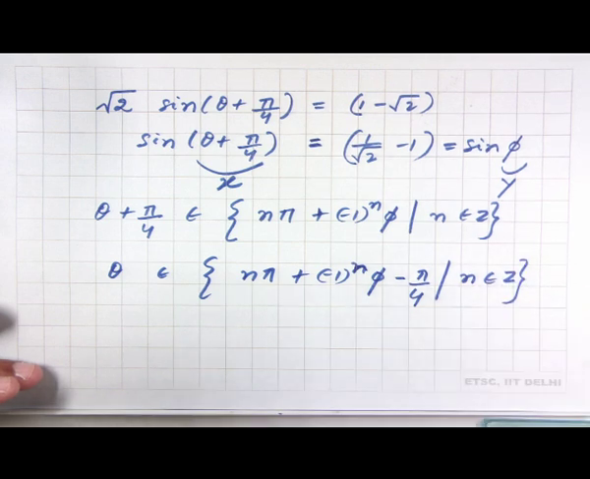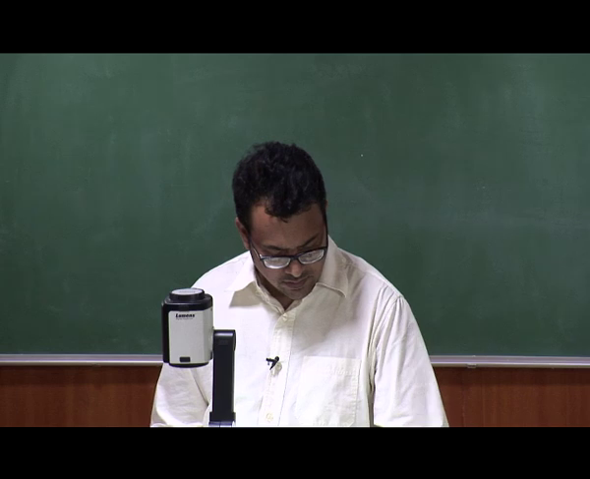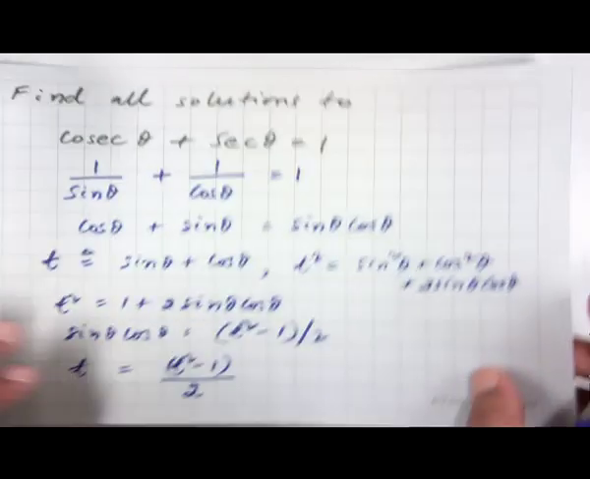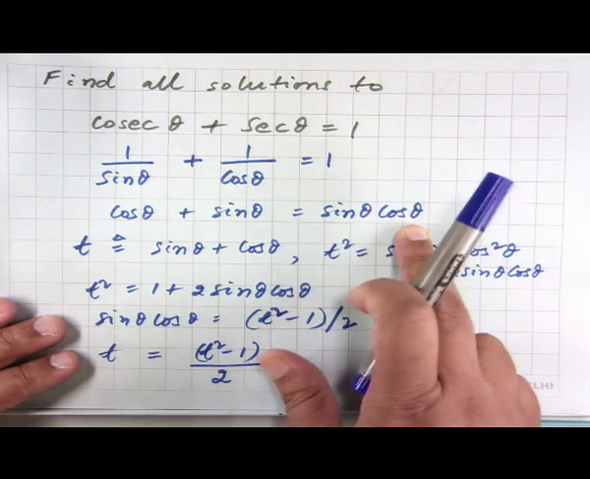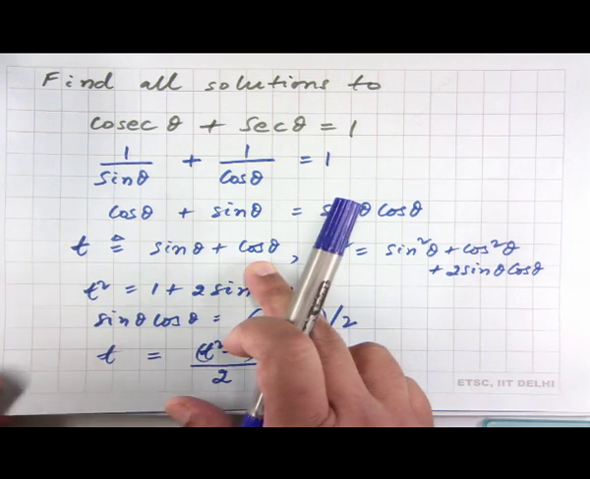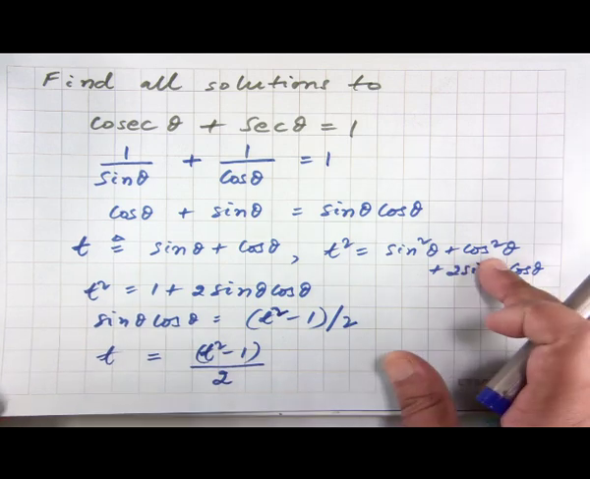for all integer n. So, if you go back to the solution to this problem, we used a little trick here, because on one side we had the sum of cos and sine, on the other side we had the product. So, that is why we had to use this trick, and we used the fact that sin square theta plus cos square theta is 1.